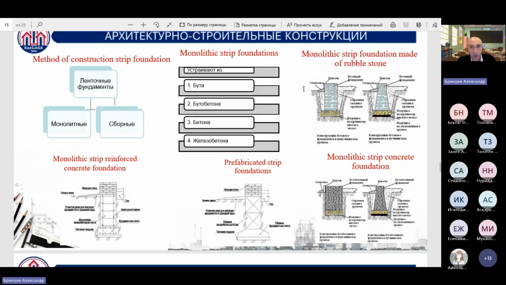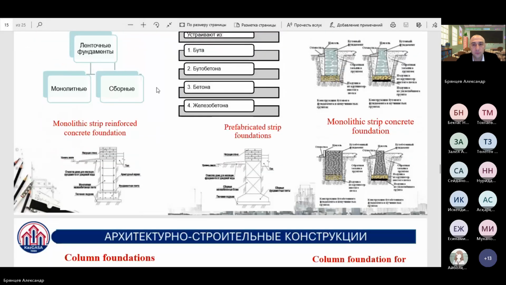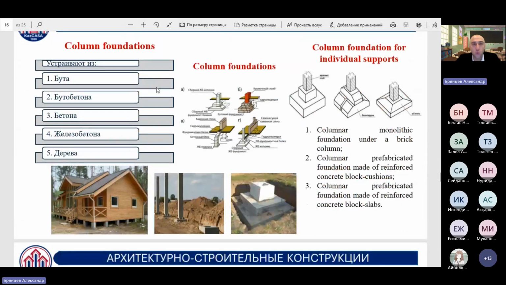So the precast one, on the right side of the slide, consists of factory-made blocks and slabs, which are assembled with cranes. Next one is the pier foundation. Pier foundation is also called the column foundation.